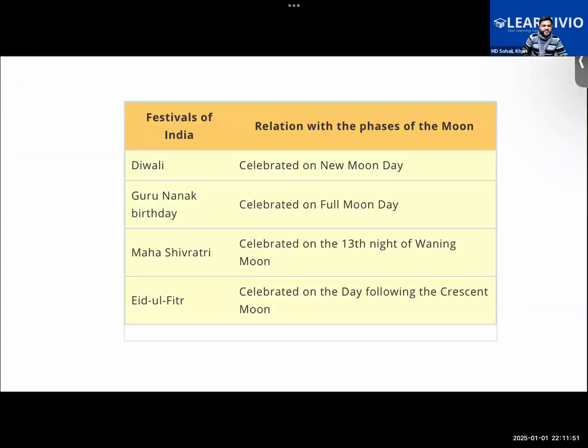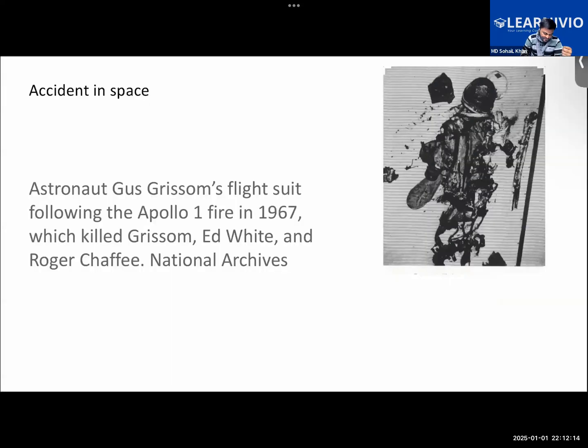Further, we learned that there are various festivals also in India which are marked with the different phases of the moon, like Diwali celebrated on new moon day, Guru Nanak's birthday celebrated on the full moon day, Mahashivratri celebrated on the 13th night of the waning moon. Getting it? And Eid, that is on the day following the crescent. These things we have discussed further.